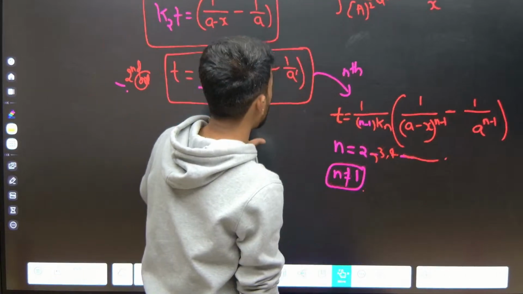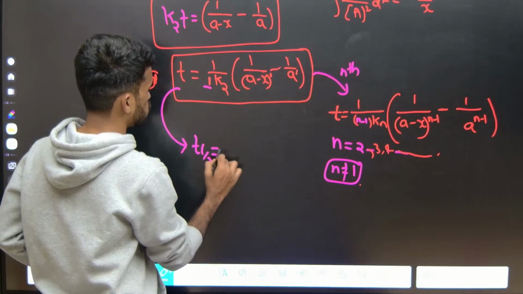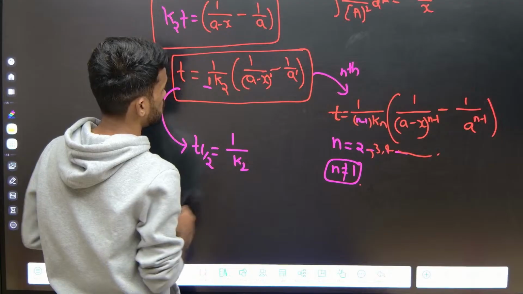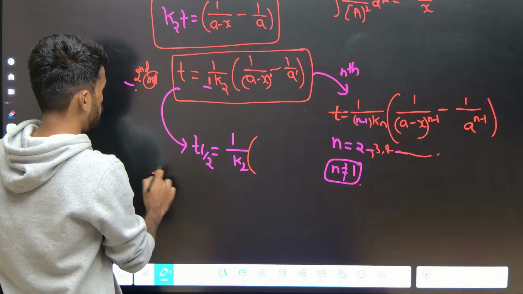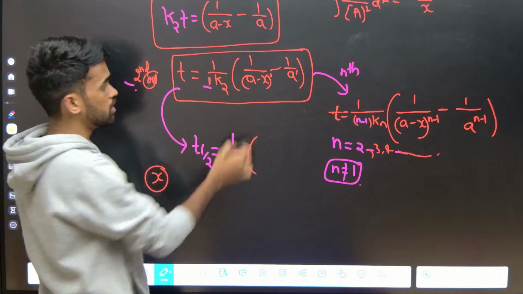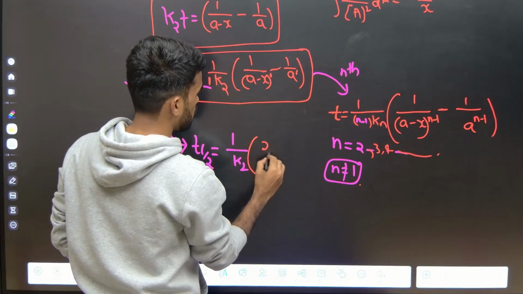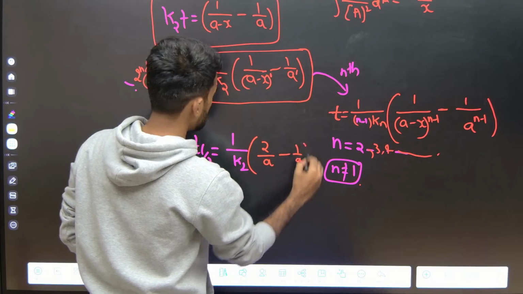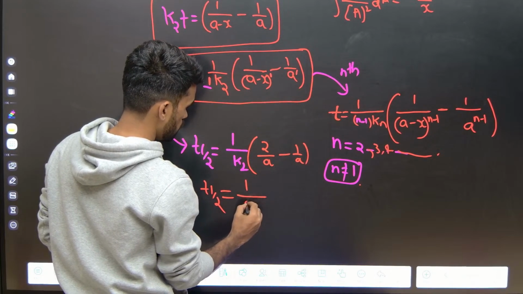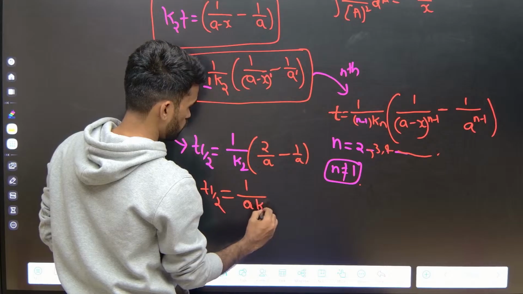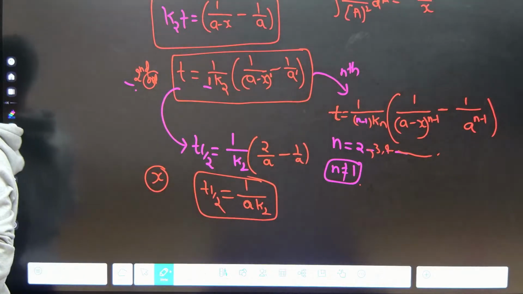Now from this they will ask the half life of this second order equation. How can you make t half of this second order equation? Equals 1 by K2, you write as it is. For t half, A minus x becomes how much? x represents the amount of A converted into product. Half is converted, so A minus A by 2, that is A by 2. If you send 2 up, you will get 2 by A minus 1 by A. So this is t half equals 1 by A K2, that's it. This is for second order, you can remember.